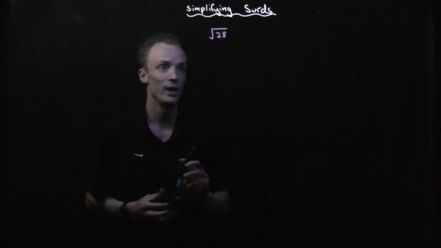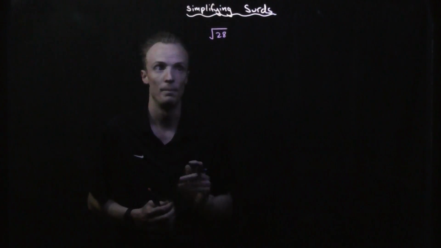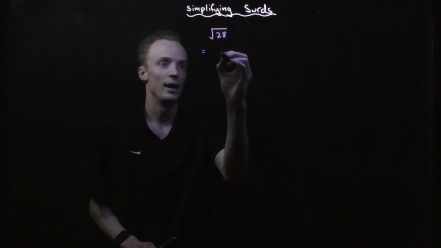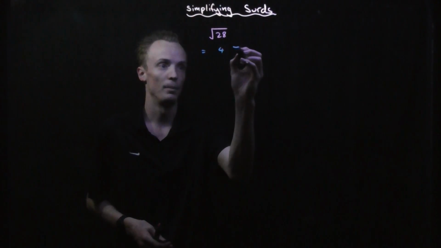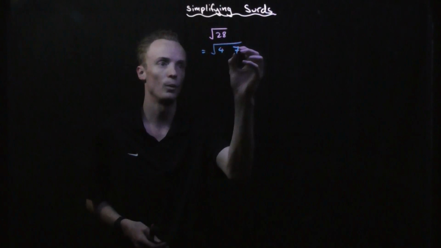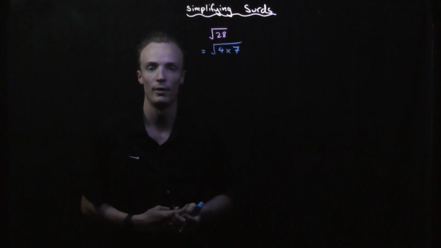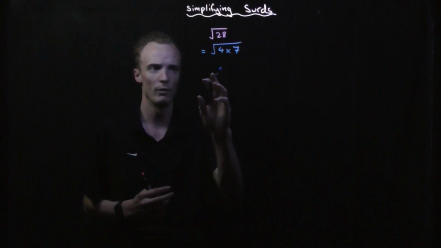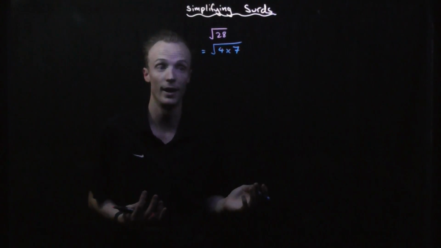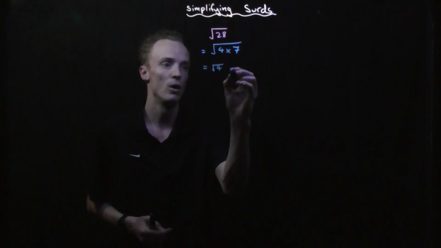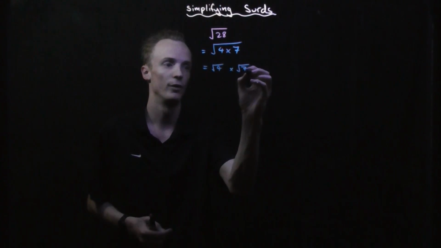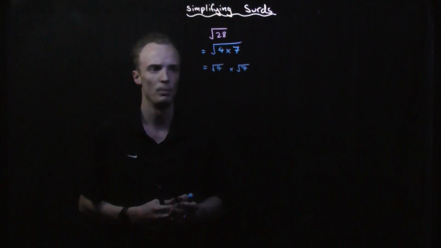In this case, we can actually divide 28 by 4. And when we do that, it's going to divide into 28 7 times. So we can rewrite this as the square root of 4 times 7. Now, when we've got the square root of two numbers multiplied together, we can rewrite this as the square root of 4 multiplied by the square root of 7 and break this problem into two parts.